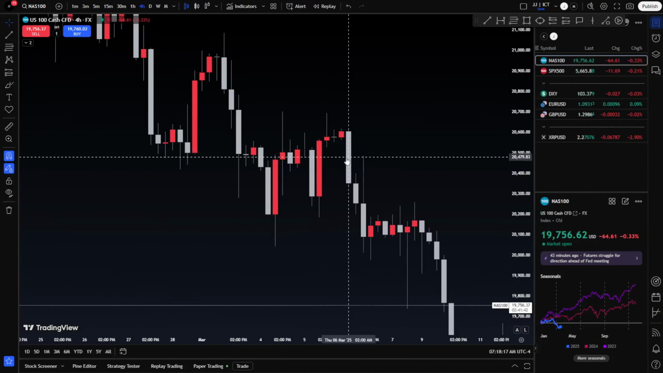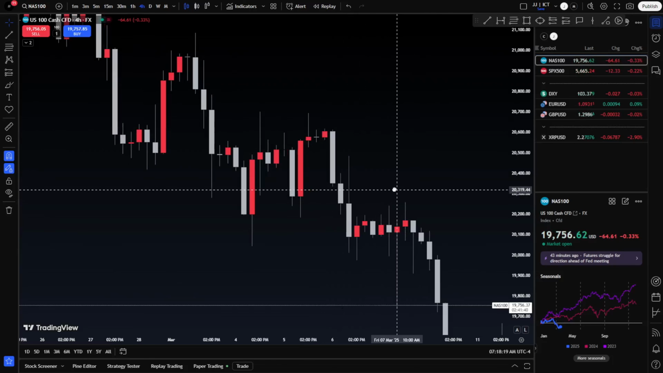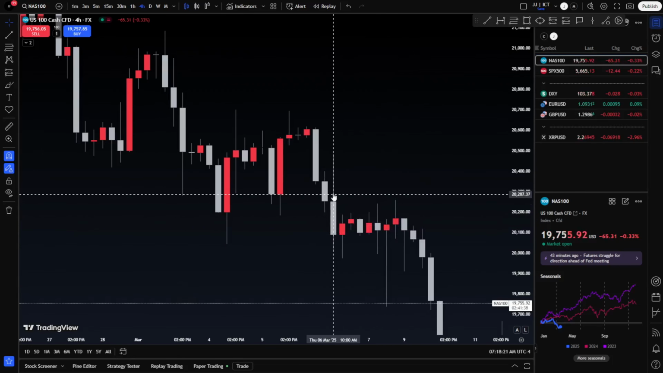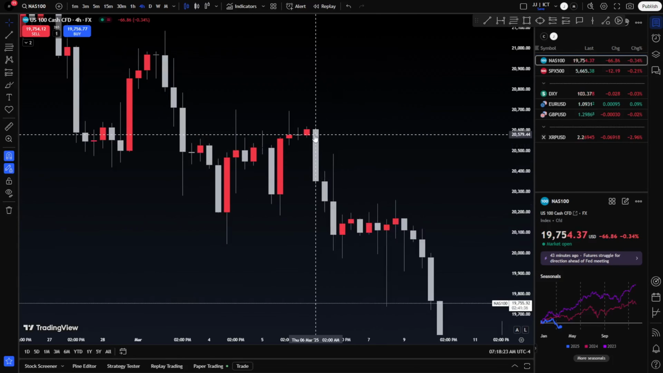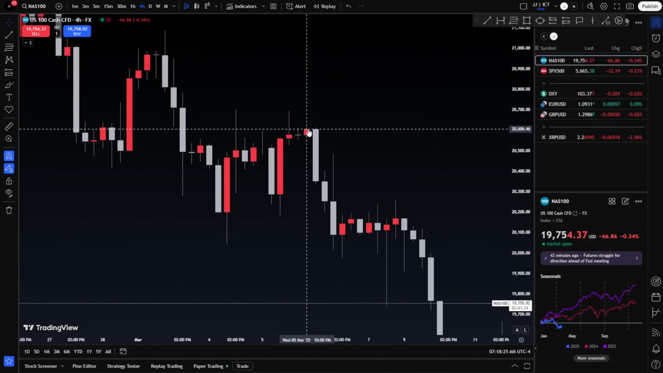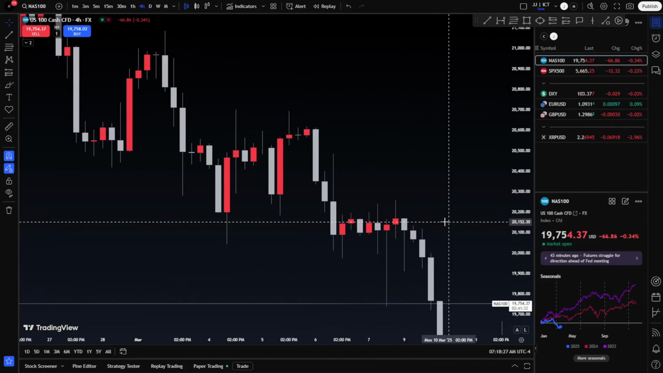See that? Fair value gap. Very, very cool. What price does, it retraces into that fair value gap. Does it come to that order block? Nope. It doesn't.